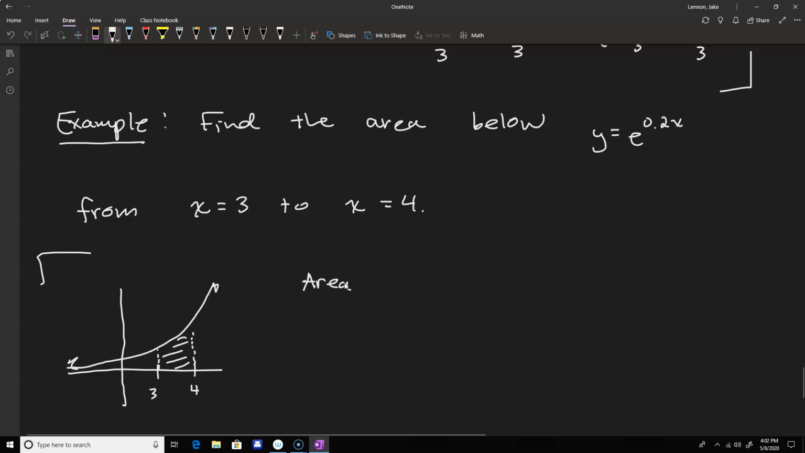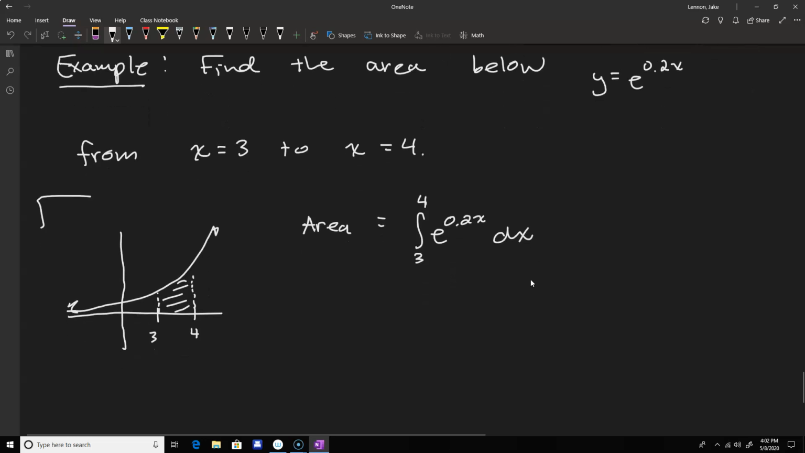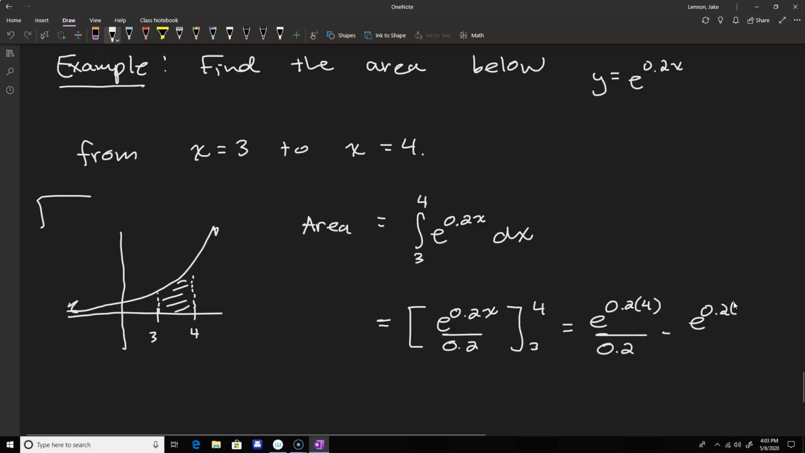the area here is going to just be the antiderivative from 3 to 4 of this formula e to the 0.2x. So we find our antiderivative using that new rule. So we have e to the 0.2x over 0.2, and then we have our limits. So then what we want to do is plug in each of those limits for x and then subtract. So we get e to the 0.2 times 4 over 0.2 minus e to the 0.2 times 3 over 0.2.